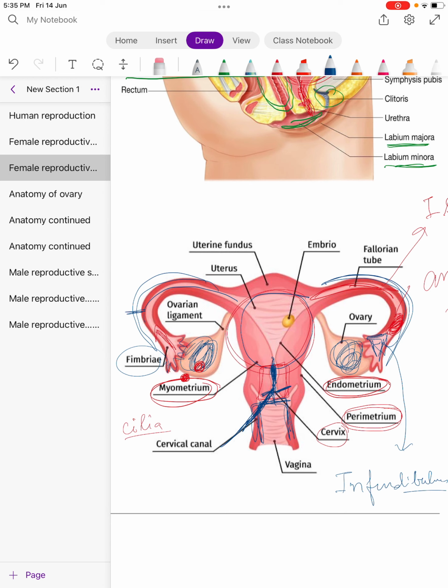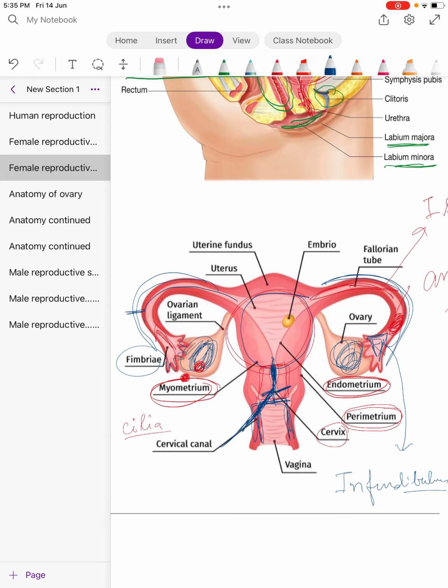Then it opens over the vestibule through a distensible aperture called the vaginal orifice, and the vaginal orifice is covered by a thin layer of skin called the hymen. So these are the basic organs of the female reproductive system.